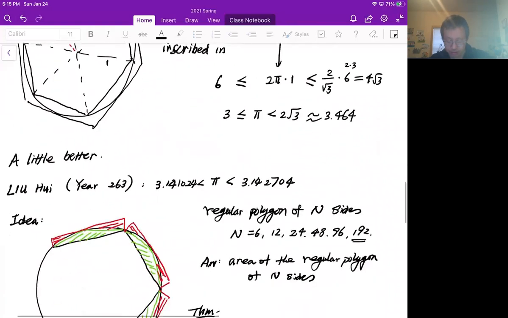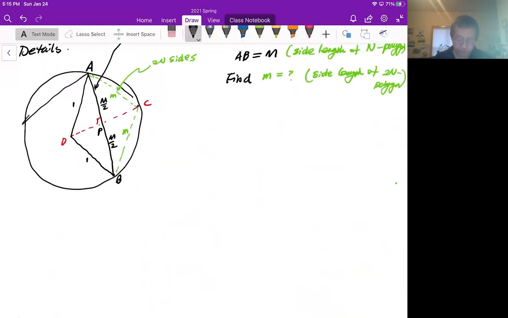So it's the same kind of idea here. What is OP? OP, by the Pythagoras theorem, is just the square root of OA squared minus AP squared. OA is just 1, and AP is just M over 2. Take the square. So far, so good. Does it make sense? So we can get that.